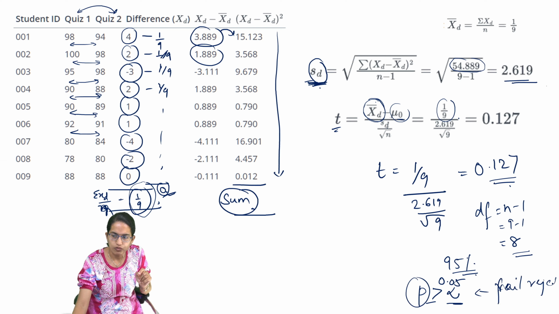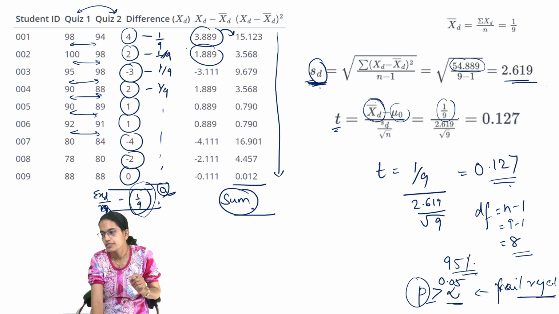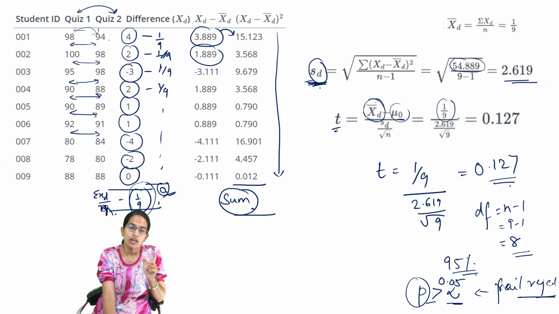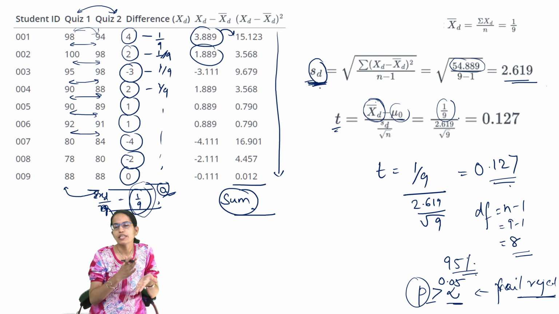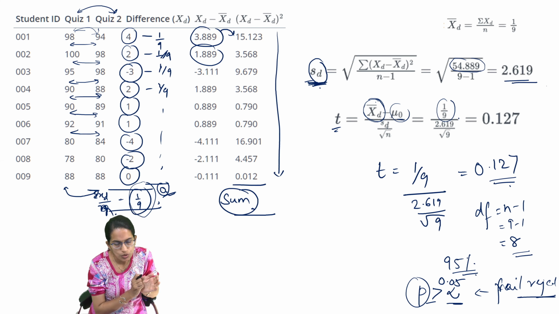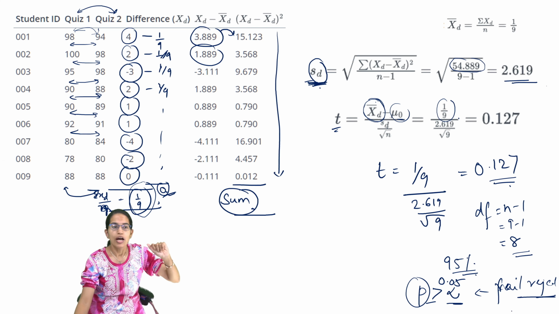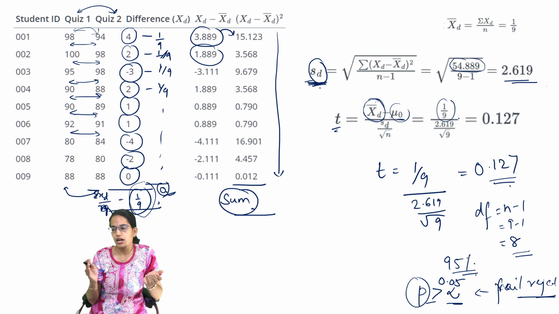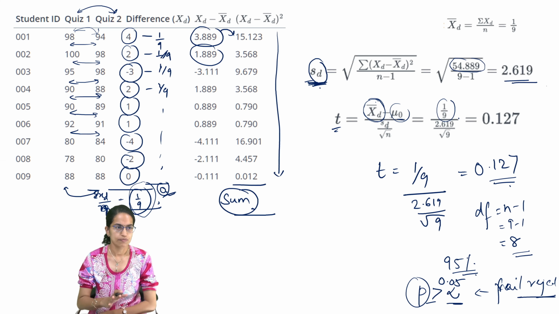When I fail to reject, what was my hypothesis? My hypothesis is that there is no significant difference between the scores of the two quizzes. So when I fail to reject it, I say there is no sufficient evidence to prove that there is a significant difference between the scores of the two quizzes, because I have insufficient evidence to actually reject the null hypothesis. So what do I say? That there is no sufficient evidence to explain that there is a significant difference between the scores of the two quizzes, and that's what I get here.